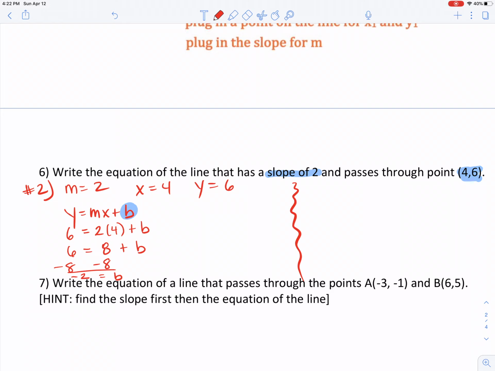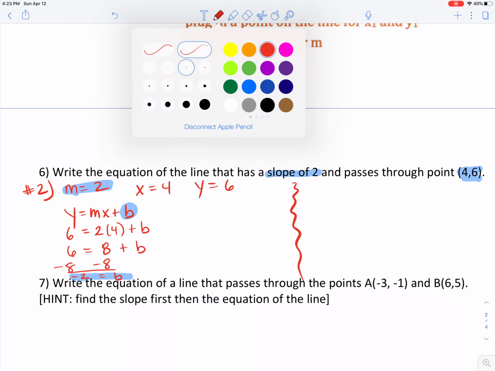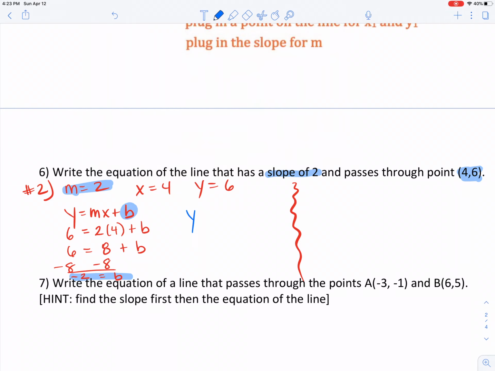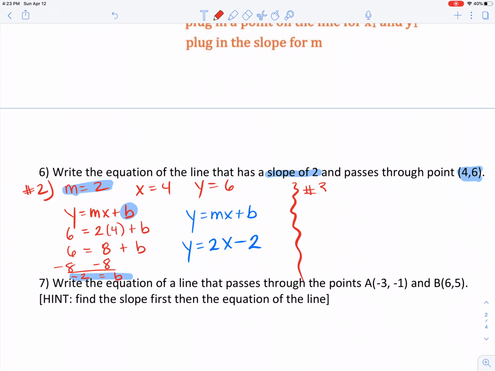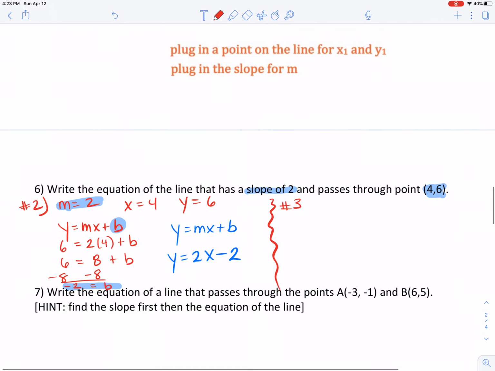So if negative 2 is equal to b, I now have the slope that was given in the problem and the y-intercept that we just solved for. So using y equals mx plus b again, I leave the y and the x, and just plug in the values of m, which was given, and b, which we found, minus 2. So you could decide if you prefer to use that method or method 3, which is using point slope form of the line.